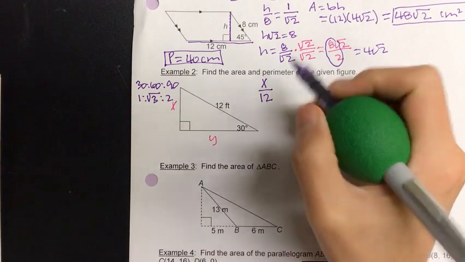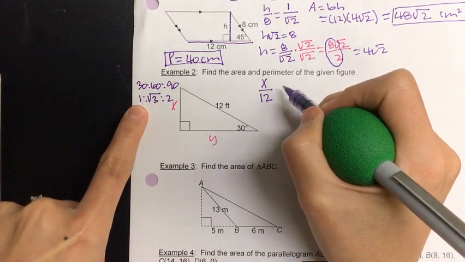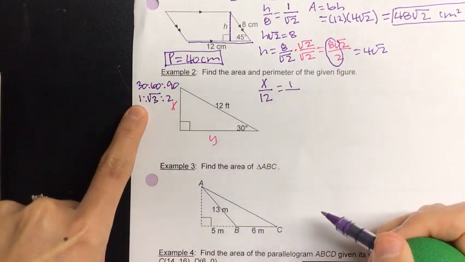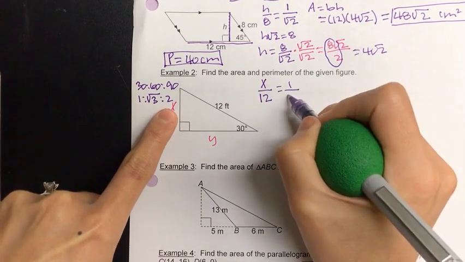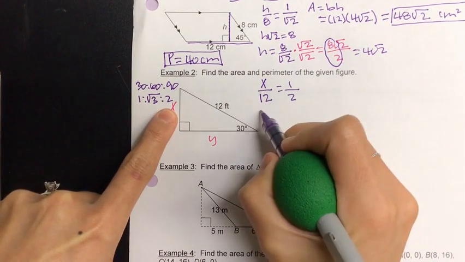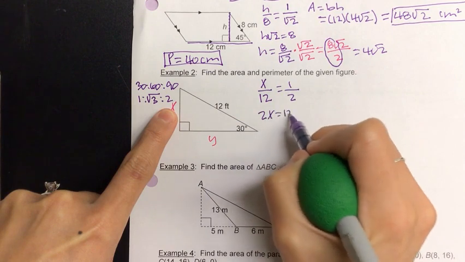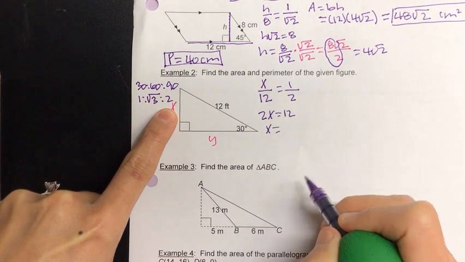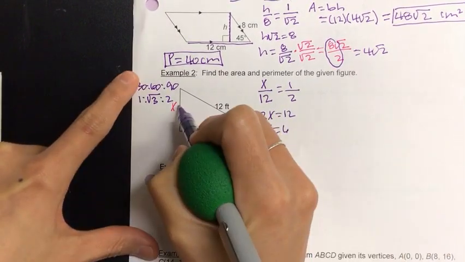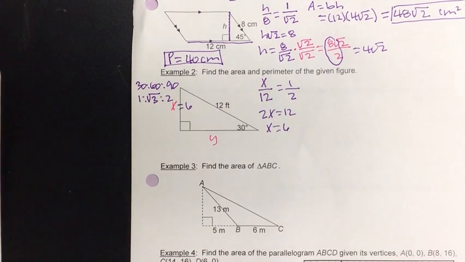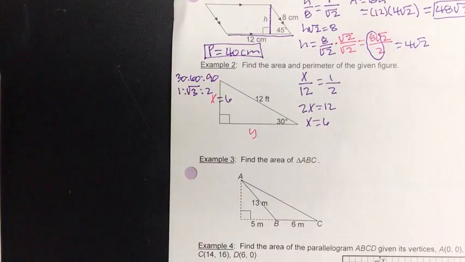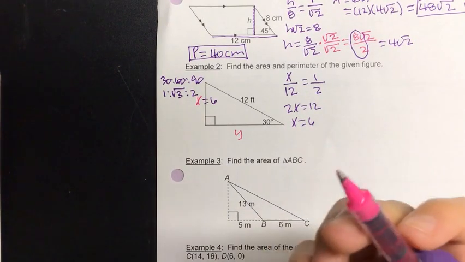So x is opposite of 30, so we know opposite of 30 is 1. 12 is opposite of 90, so we need 2. So when I cross multiply, we have 2x is 12. X must be how many? 6. So x is equal to 6. Now I'm going to show you a trick on the next one. I want you to write out something in a different form.